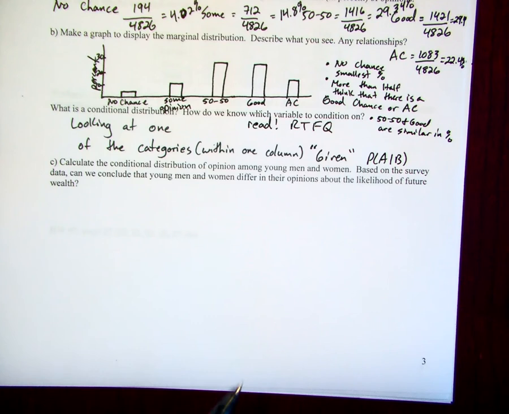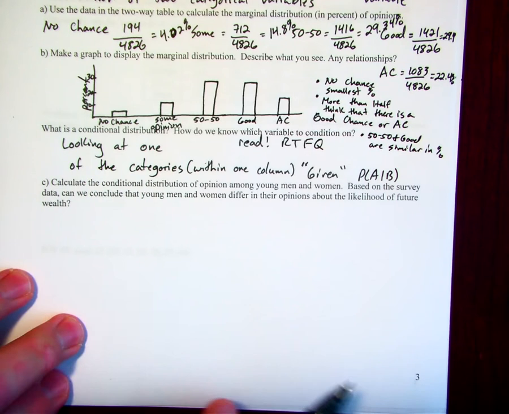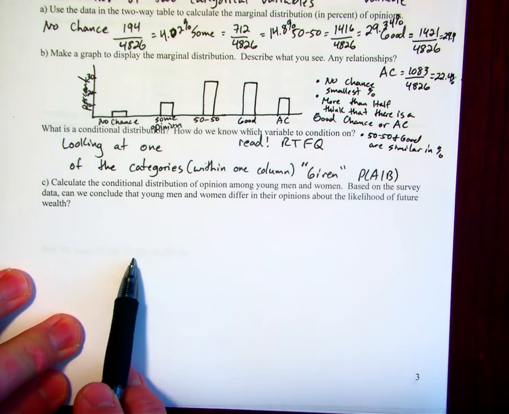So, calculate the conditional distribution of opinion among young men and women based on the survey data. Can we conclude that young men and women differ in their opinions about likelihoods of future wealth? All right, so calculate the conditional distribution of opinion among young men and women. In other words, we need to compare men to women.